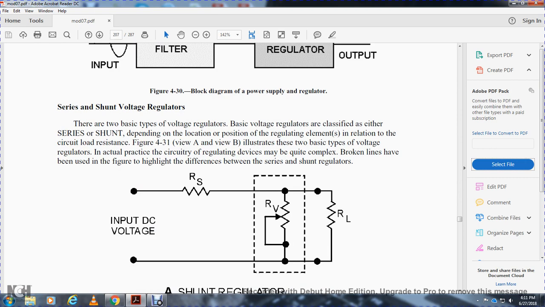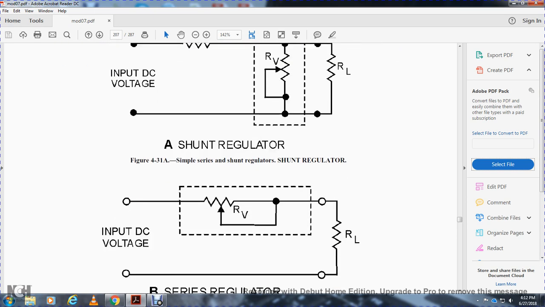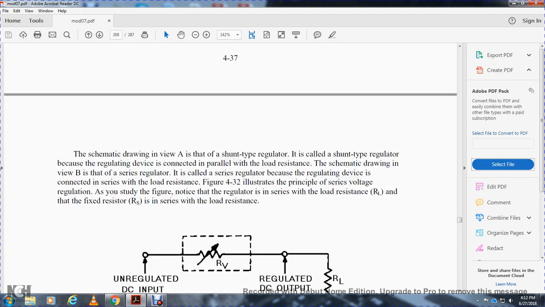Figure 4-31 views A and B illustrate the two basic types of voltage regulators. In actual practice, the regulating device may be quite complex. There is little difference between the series and shunt in the basic circuit. You have your series resistor and a variable resistor shunt, and your variable resistor in series for series regulation.